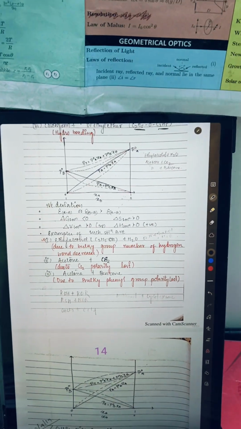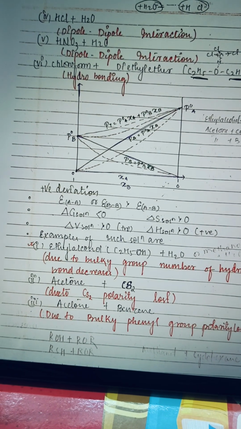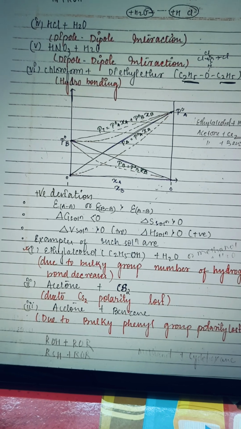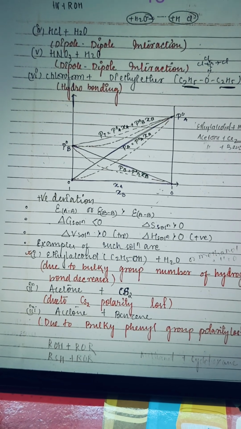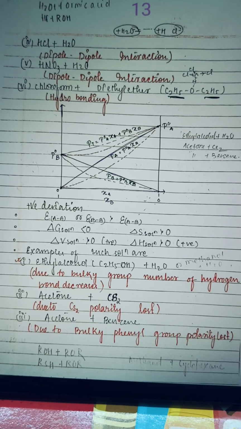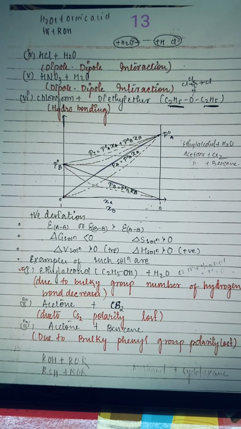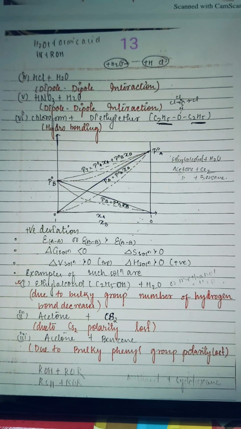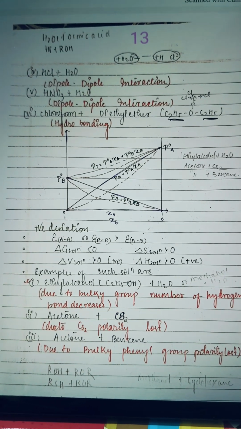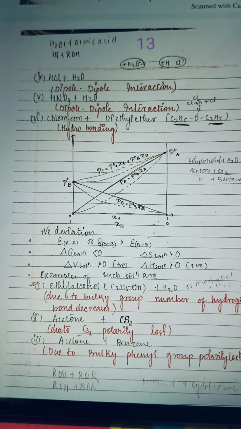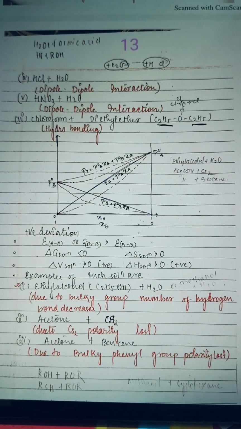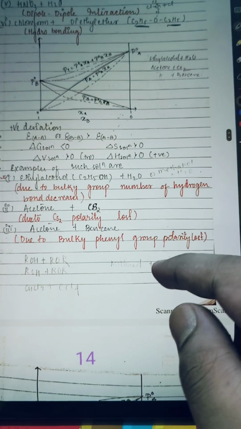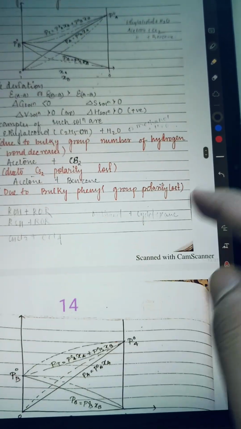Now next is positive deviation. Basically del G solution and del S solution remain the same for positive deviation, negative deviation and ideal solution. But del V solution becomes positive for positive deviation, and del H also becomes positive for positive deviation. If it was negative deviation it should be less than 0, del V and del H, and for ideal it must be 0.